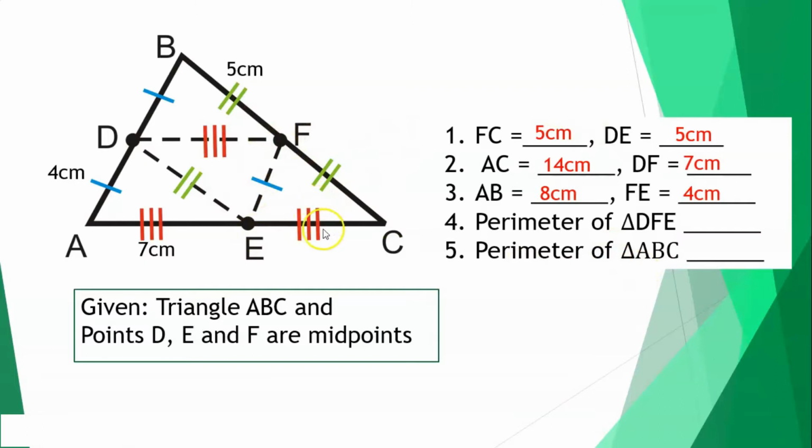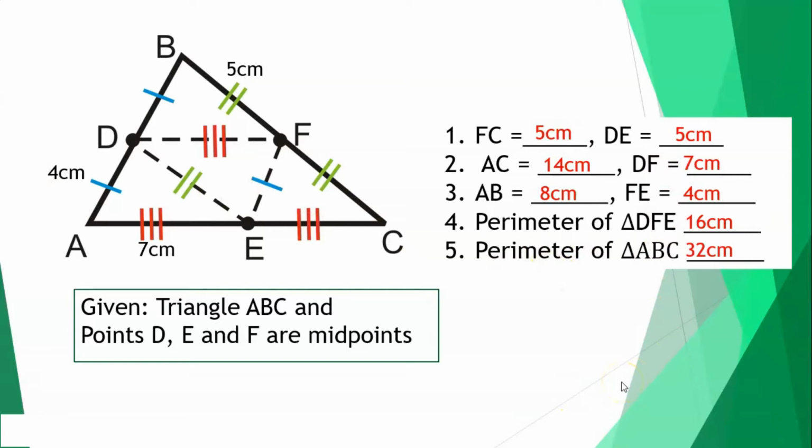Now, what about the perimeter of triangle DFE? Take note, DF is 7, FE is 4, and DE is 5 centimeters. So with that, its perimeter is 16 centimeters. Now, what about the perimeter of the big triangle ABC? Take note, double this is 8, this is 10, and this side here is 14. Adding all that would be 32 centimeters.